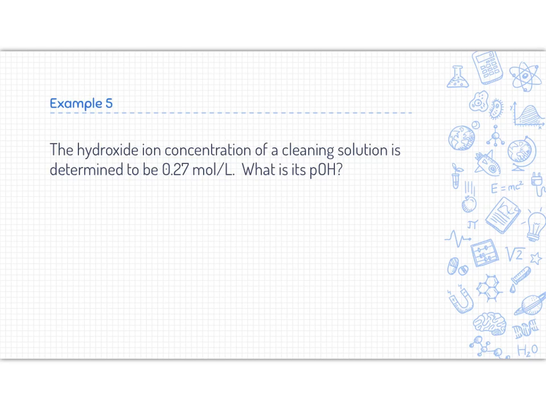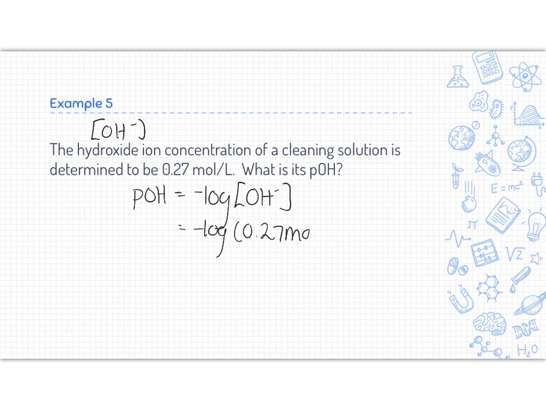The hydroxide ion concentration of a cleaning solution is determined to be 0.27 moles per liter. What is its pOH? So hydroxide ion is OH minus. pOH is the negative log of the hydroxide ion concentration, so this is the negative log of 0.27 moles per liter. We have 2 significant digits in our concentration, so we need 2 decimal places in our pOH. Same idea for significant digits. So 0.57 should be our calculated pOH.